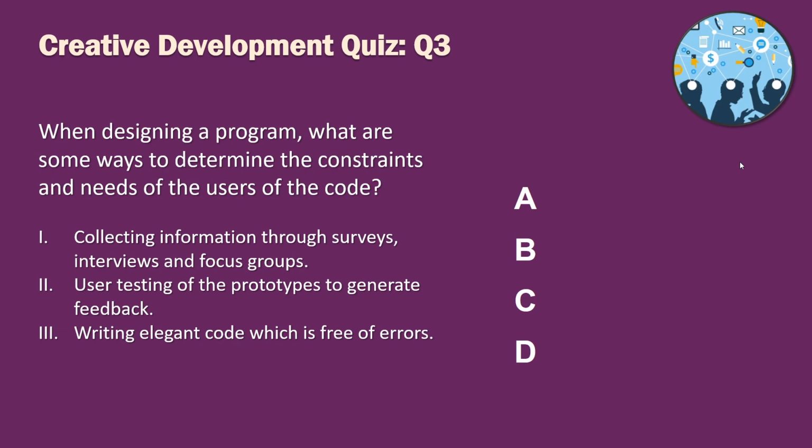Okay, we're trying to find the constraints and the needs. Elegant code doesn't come into it. So let's look for the one that says 1 and 2 only. That would be C.